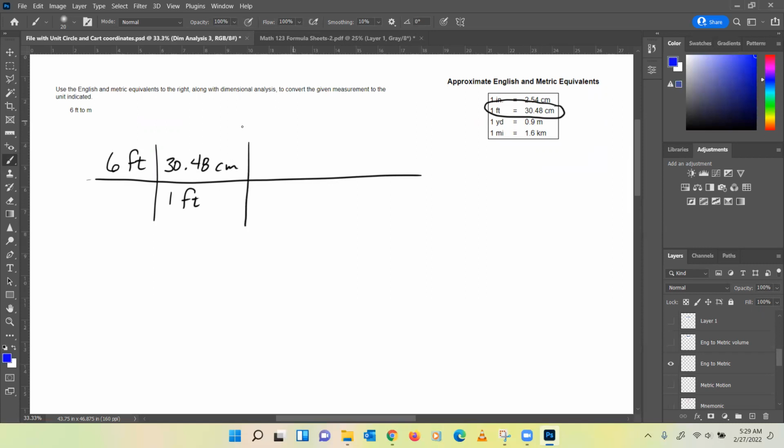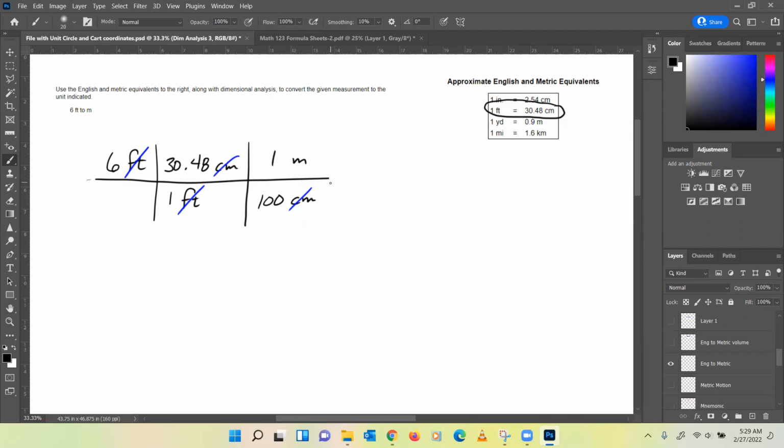And that will allow the foot units to cancel. And now I need to get to meters. As it turns out, there are 100 centimeters in 1 meter, and we know that because there are 100 cents in a dollar. That will take care of making sure that we are in the right unit. Centimeters will cancel, and I'm left with just meters in the top, which is what I want. I want the units I want to be all alone in the top and the other units to cancel.